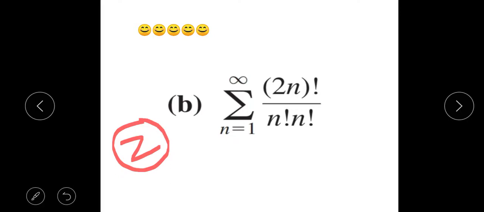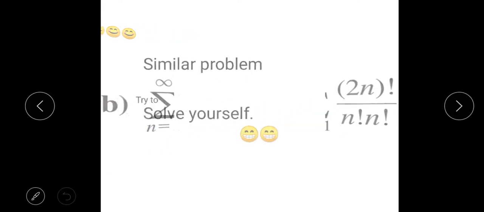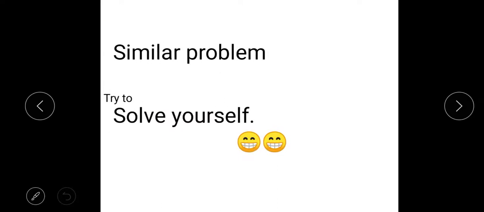Summation n from 1 to infinity, factorial 2n upon factorial n multiplied by factorial n. Now the problem is similar to the previous one. So friends, try to solve it yourself and think how to solve it. You just apply the ratio test and you will get the result. Okay, let's see the solution.